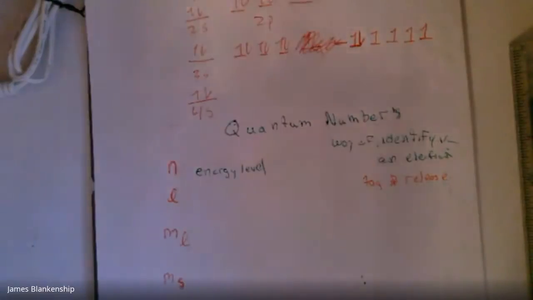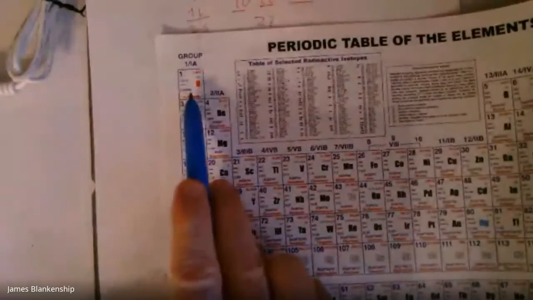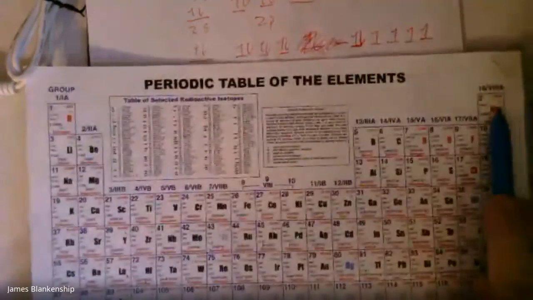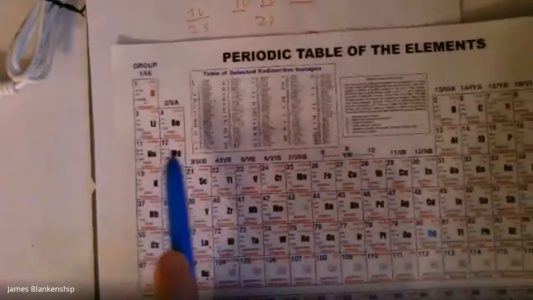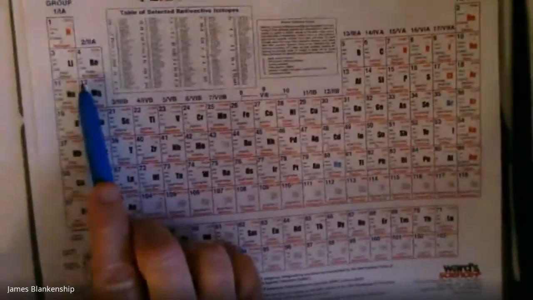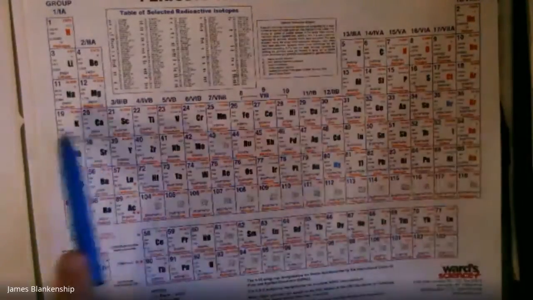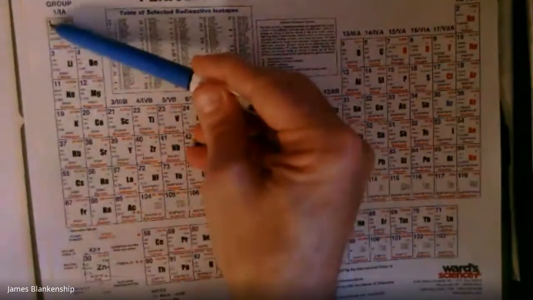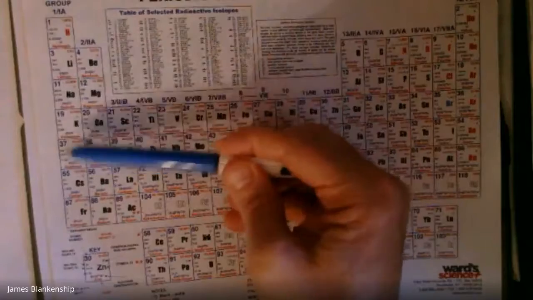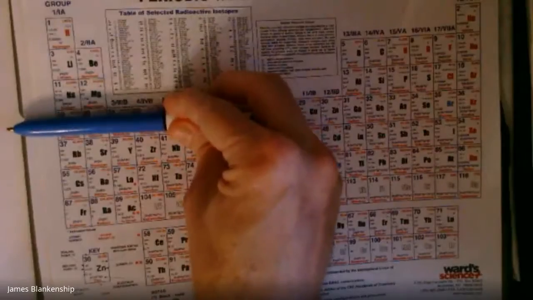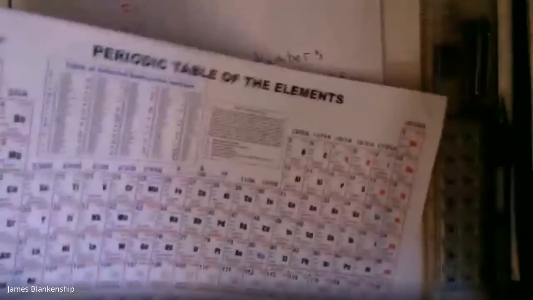When we're looking at our energy level, our N, this is N equals 1. N equals 1 is just hydrogen and helium. N equals 2 would be from lithium to neon. N equals 3 would be sodium to argon, and N equals 4 is going to start with potassium. So each time you go down one level on the periodic table, N1, N2, N3, N4. So N is our energy level.